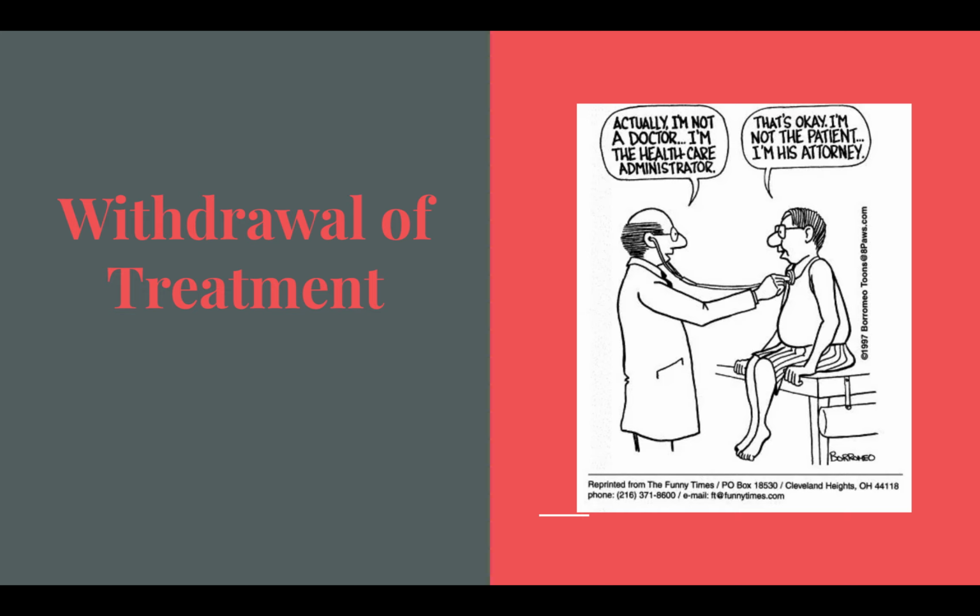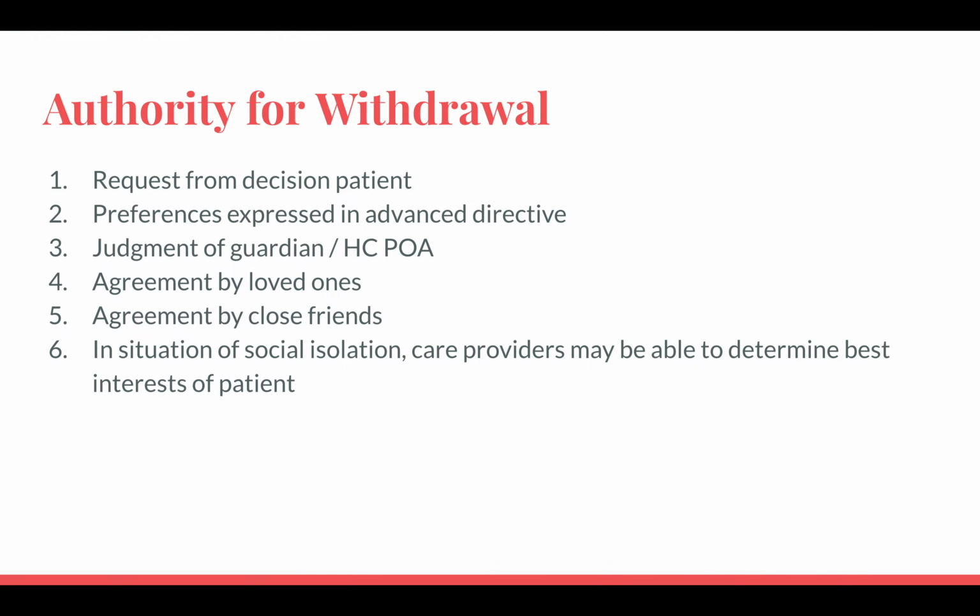So the next thing that we're going to talk about is withdrawal of care, and how that discussion can go with families. So there's an authority for withdrawal of care. Number one, as you'll see on all of these lists, is the request from the patient. So who can withdraw care on a patient? The patient can request it themselves. They don't want any more treatment. They want their feeding tube stopped or something else. The patient always has their final say, as long as they still have medical decision ability.